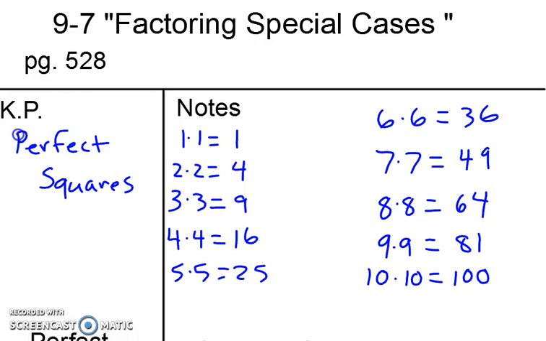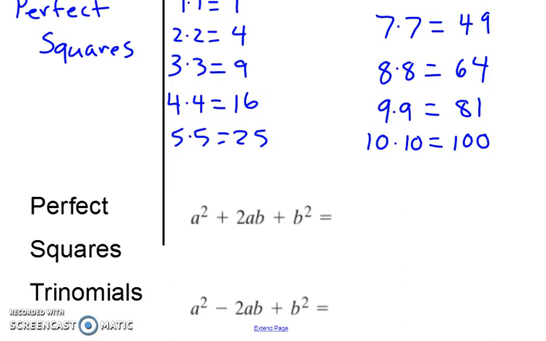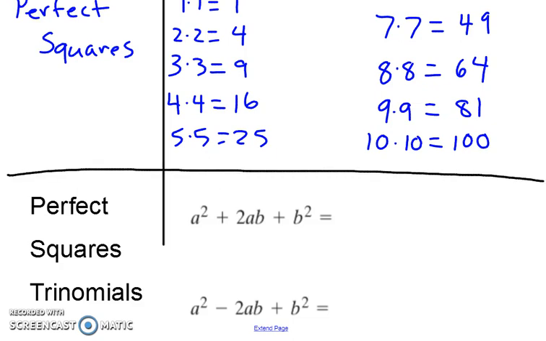Our next key point will be the rule that we need to use. And these are the exact opposite of the rules of what we saw in 9-4, which was multiplying special cases. Now we're factoring special cases. These are called perfect square trinomials. Okay, so obviously a new key point. Perfect square trinomials is that key point. And then we have two different types of expressions here, two different types of rules.